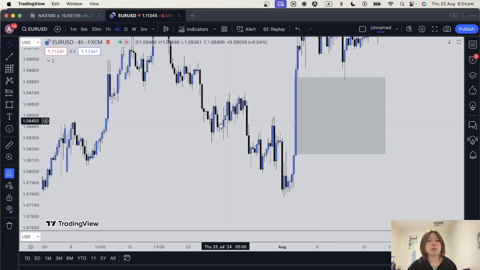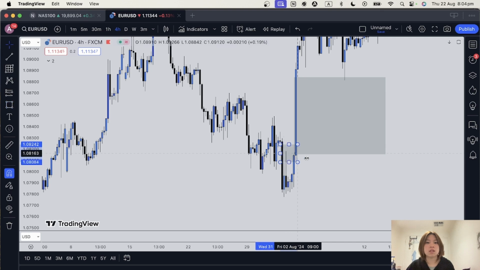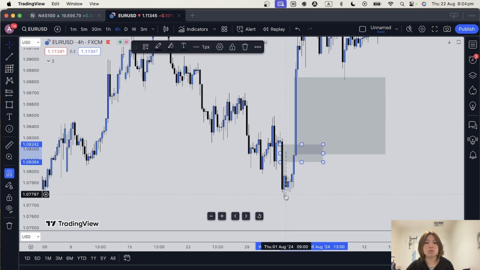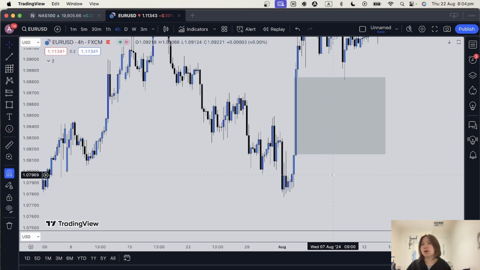We can't just be looking at fair value gaps and seeing the fact that this didn't break past this low or whatever, and just saying, oh, this is a strong fair value gap because we have this market structure shift, yet this fair value gap got disrespected. You can't just be looking at the markets with just one concept.